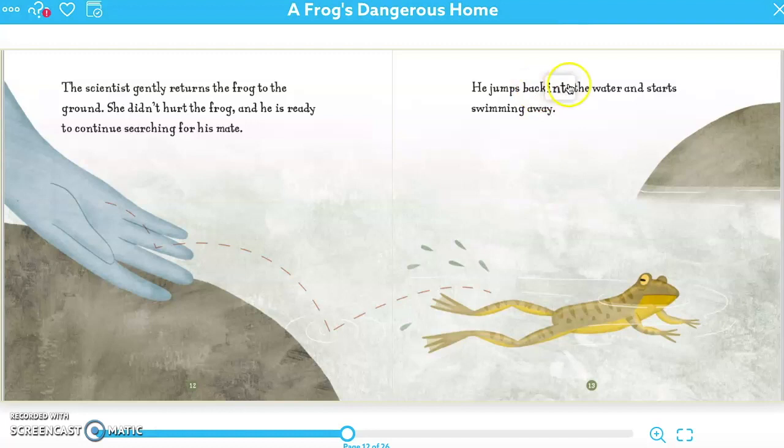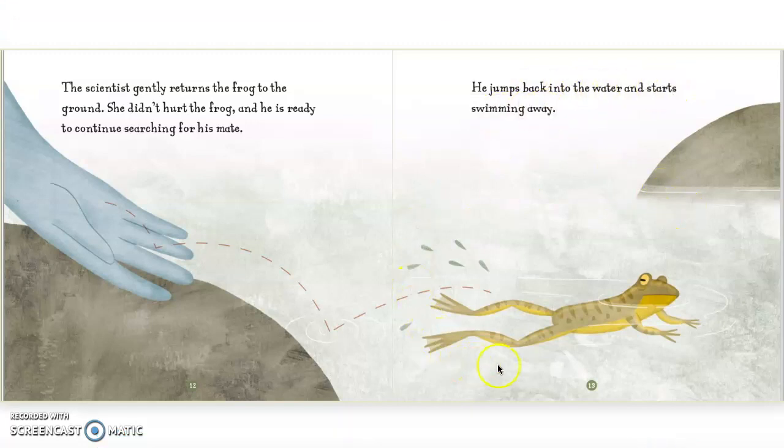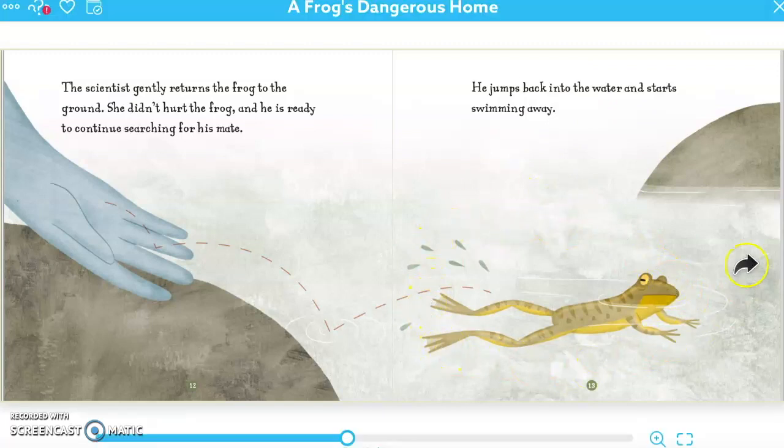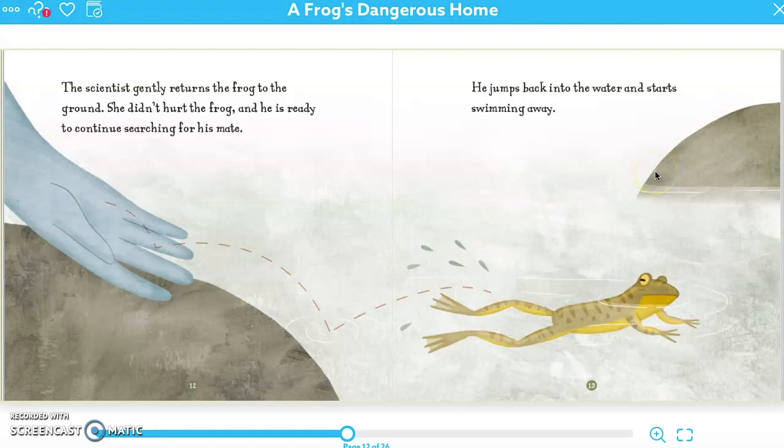He jumps back into the water and starts swimming away. What is he going to go do now? Now that he's back in the water, what is he going to go do? What did he want to do in the beginning? He was looking for what? A mate.